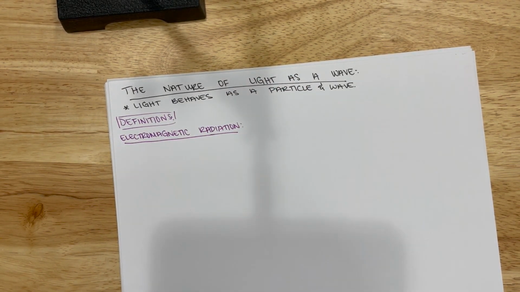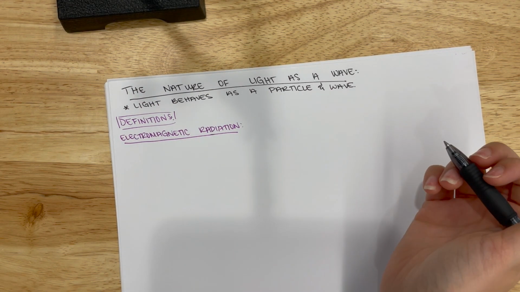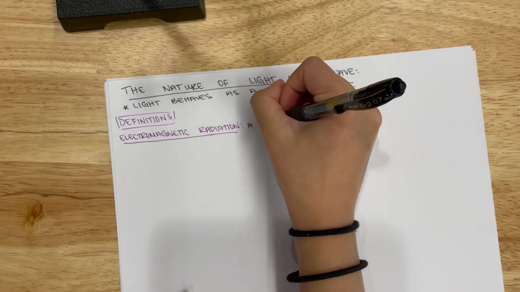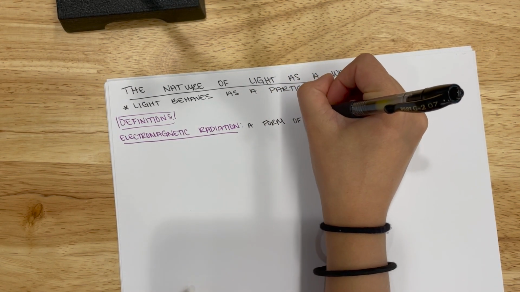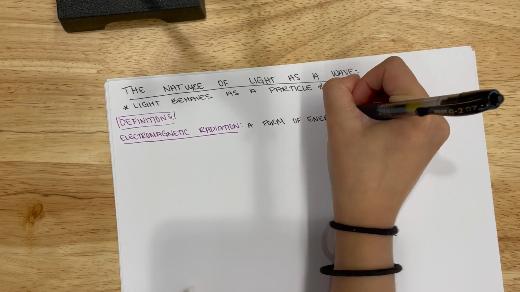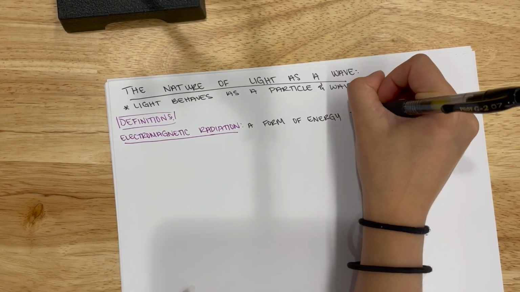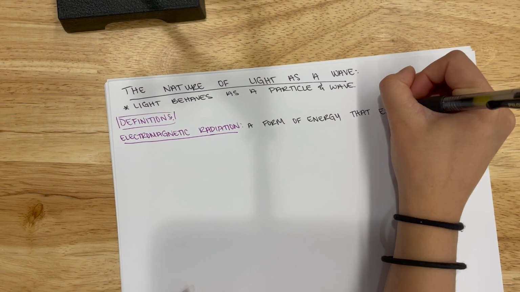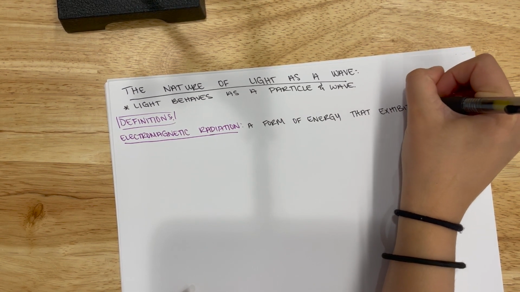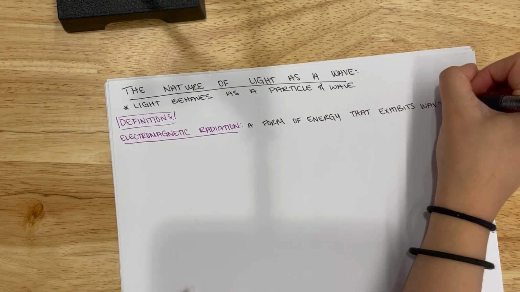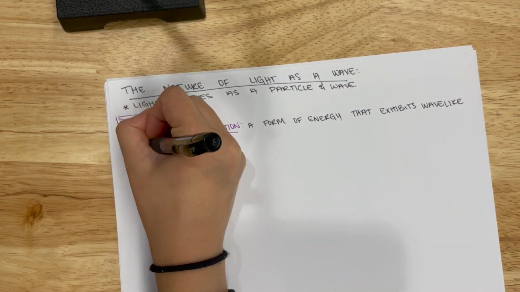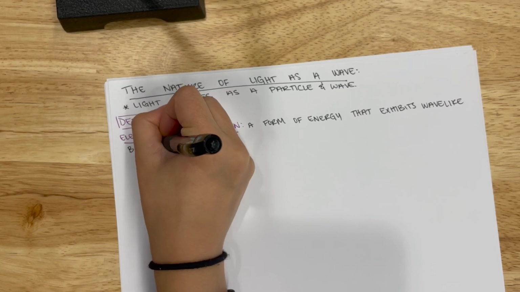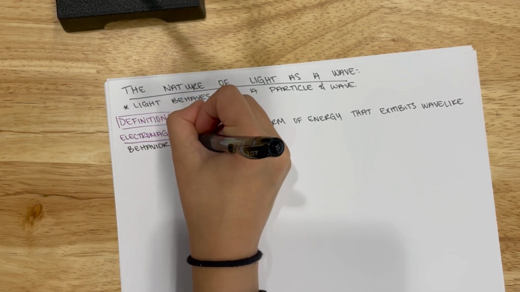Electromagnetic radiation is a form of energy that exhibits wave-like behavior as it travels through space.